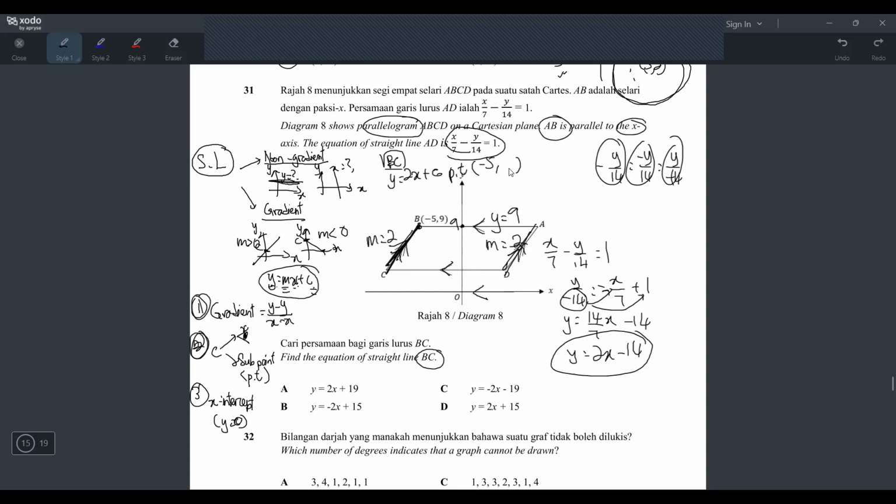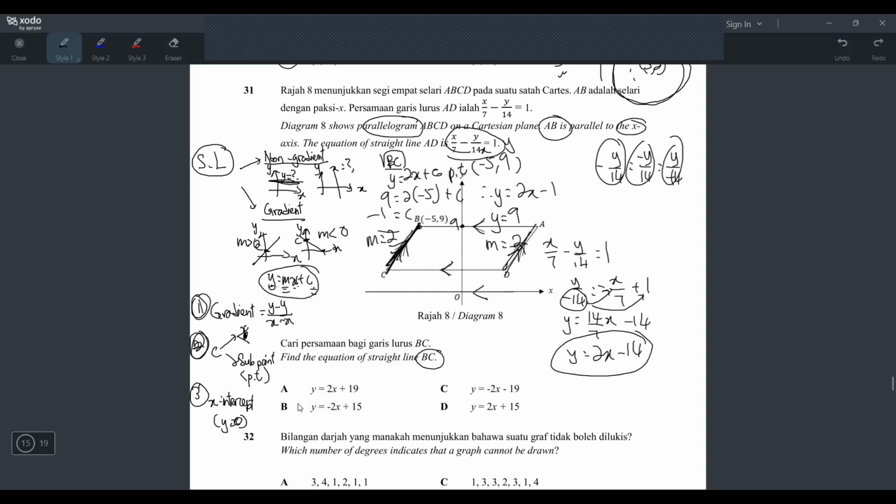Negative 5, 9. You cannot just substitute any point you want. You must substitute the point that passes through, then you can substitute. So what do you substitute? Replace x with negative 5, y with 9. So it becomes 9 equals 2 times negative 5 plus c. How do you get your c? 2 times negative 5 is negative 10. Move there, become minus 10. 9 minus 10 is negative 1. So your answer is y equals 2x plus c, 2x minus 1.